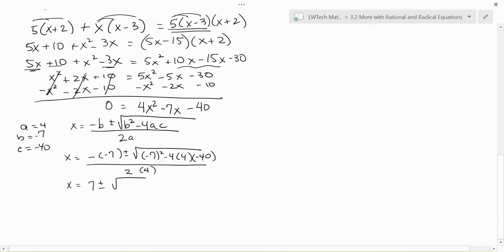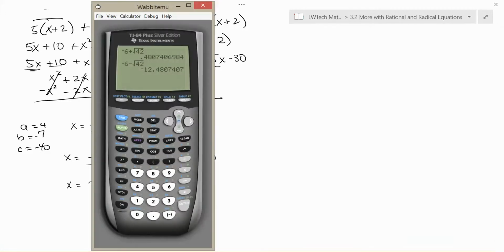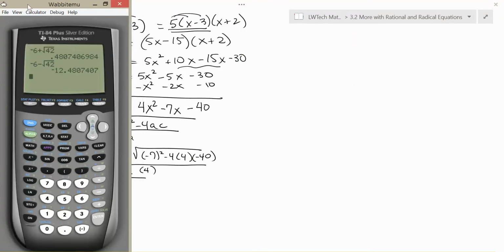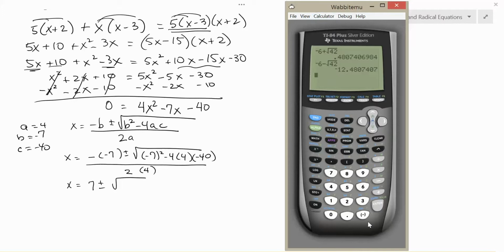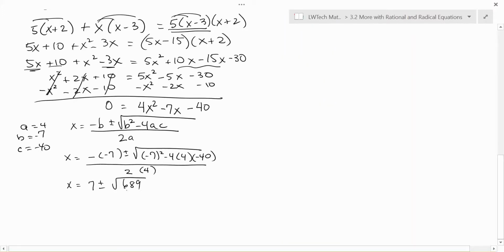Simplifying inside the square root here, I'm going to go ahead and let the calculator do that one for me. There you go. Okay, so here I have -7 squared. Make sure you use parentheses for that. Minus 4 times 4 times -40 gives me 689 inside my square root. I'm going to divide that whole thing by 8.